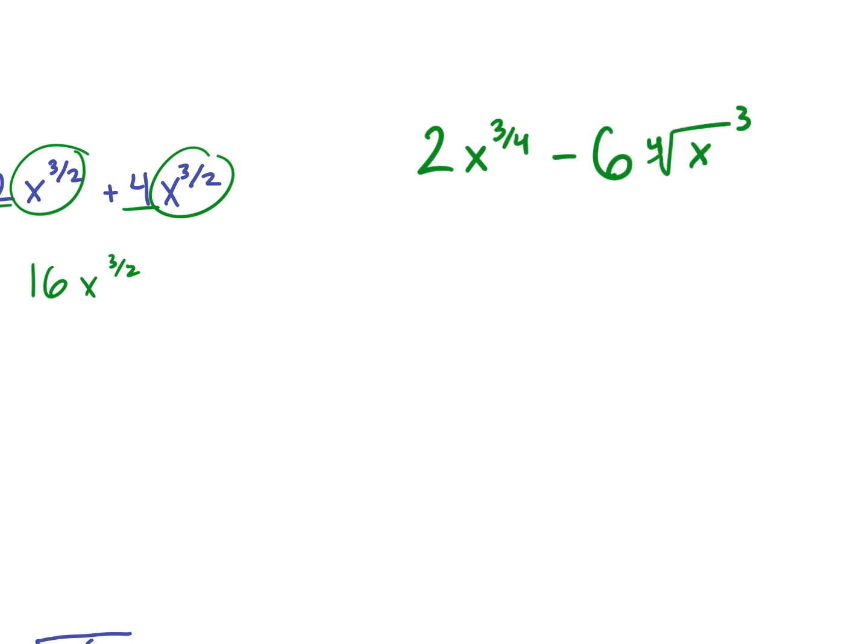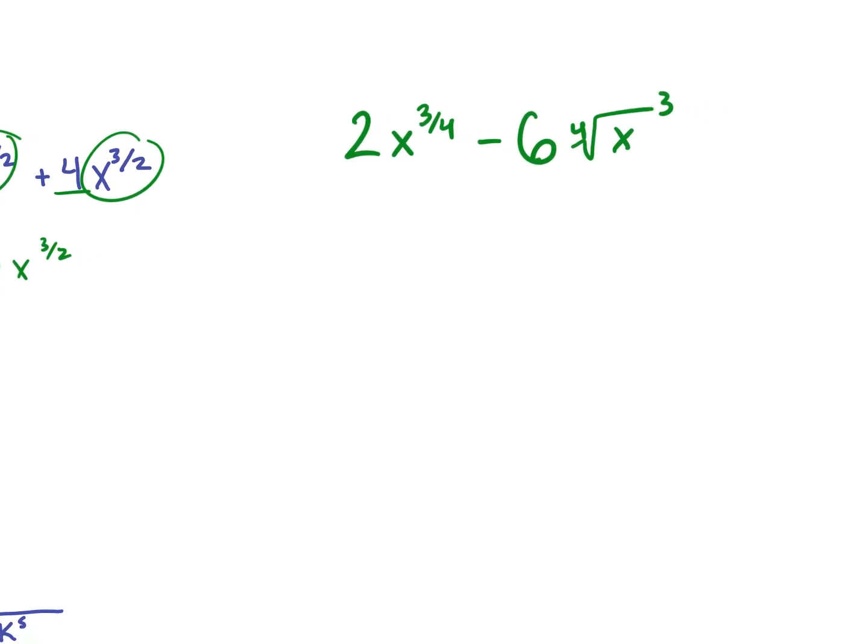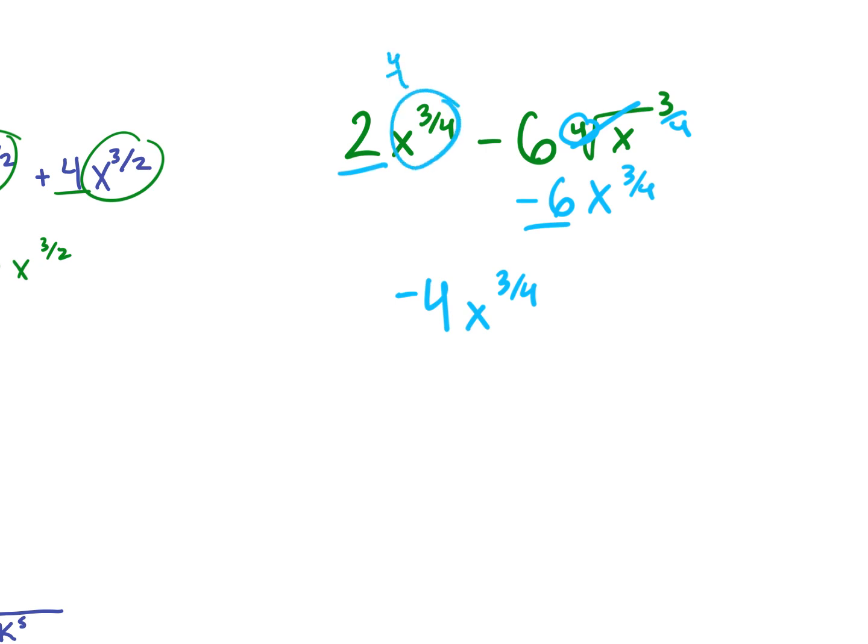Can we combine them together? Are the variable parts the same? Yeah, they are, because the index here would be 4, so our denominator would change to 4. So this would be minus 6x to the 3/4 power, which they would be the same. So we just combine the coefficients. So what would we get here? Negative 4x to the 3/4 power. And you could leave it, or if you wanted to change this one to be the 4th root of x cubed, you could have negative 4 times the 4th root of x cubed. These are the same. Both of these would be correct.